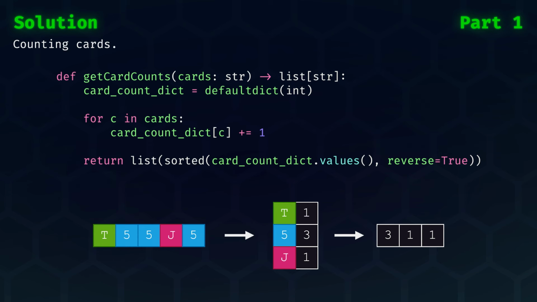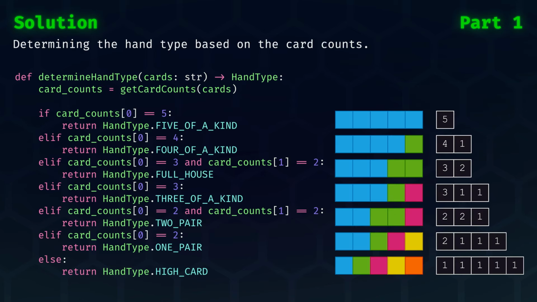At the bottom, you can see a visual representation of the algorithm. First, we count, via a dictionary, how many we have of each card. Then we convert this to a list of numbers that's sorted from high to low. Using this card count list, we can trivially map to all possible hand types based on just the first, or sometimes the first and second, indices of the count list. And that's it for part 1.